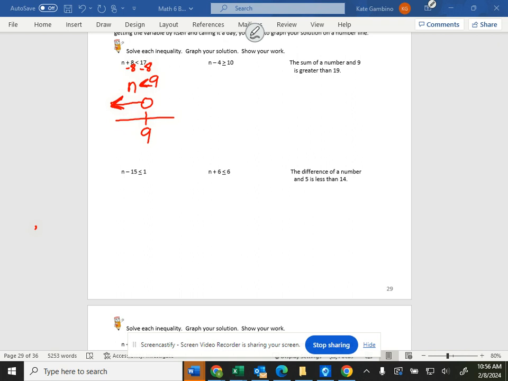Let's look at our next one. N minus 4 is greater than or equal to 10. First thing I'm going to do is my one-step operation. So what do I do to get N by itself? Melanie?